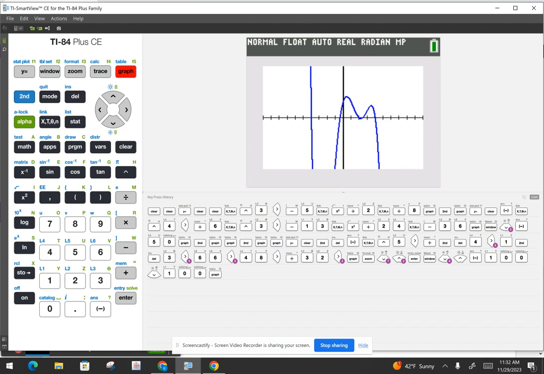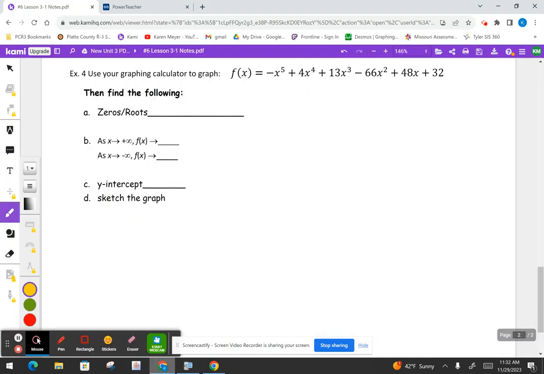Okay, so to me, it looks like on the left side, the graph is going up because I can see that it's going to connect down here. And on the right side, it looks like the graph is going down. So for end behavior on the right side, I'm going to say down. And on the left side, I'm going to say up.